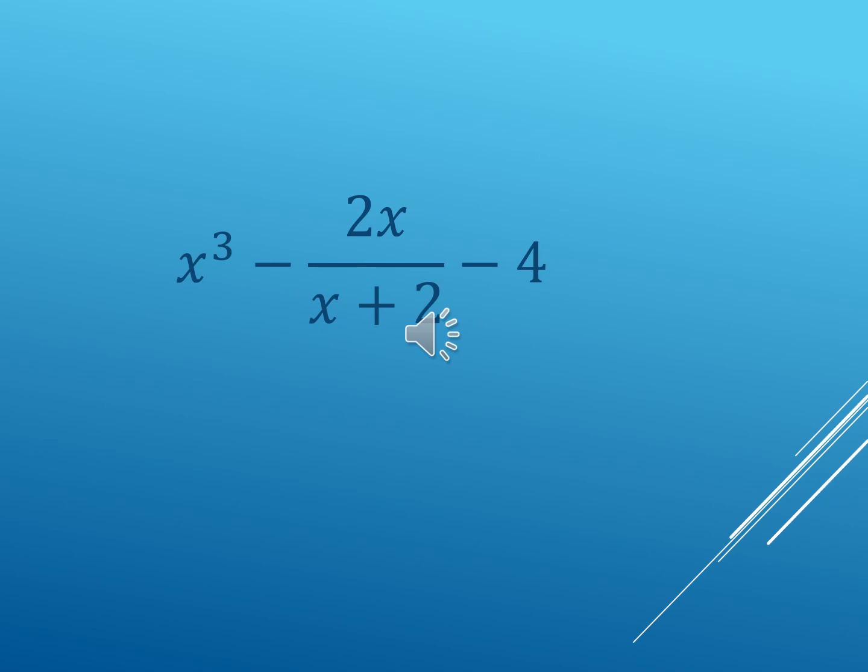For our second expression, we have here x cubed minus a fraction having 2x as the numerator and a denominator of x plus 2 and minus 4. So I hope most, if not all, got this one also correctly. So perfect pa po ba so far ang inyong score? And good job for that.